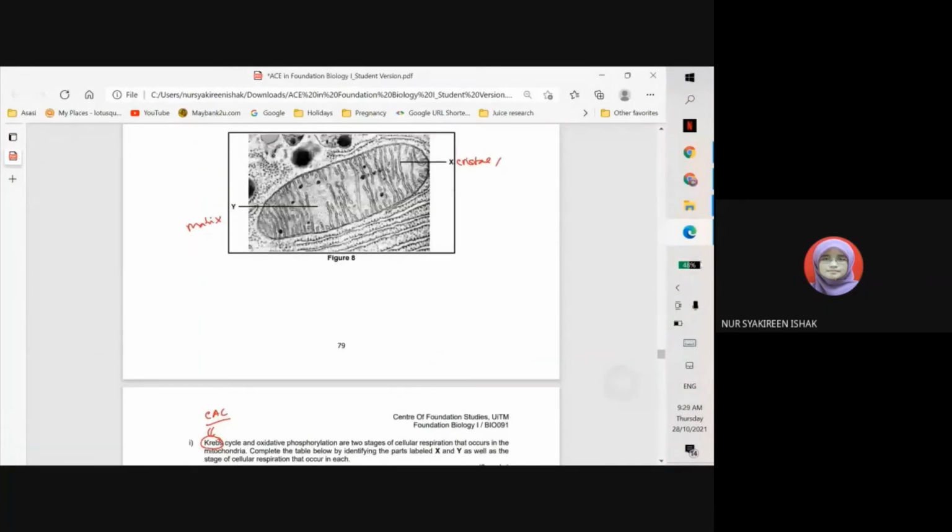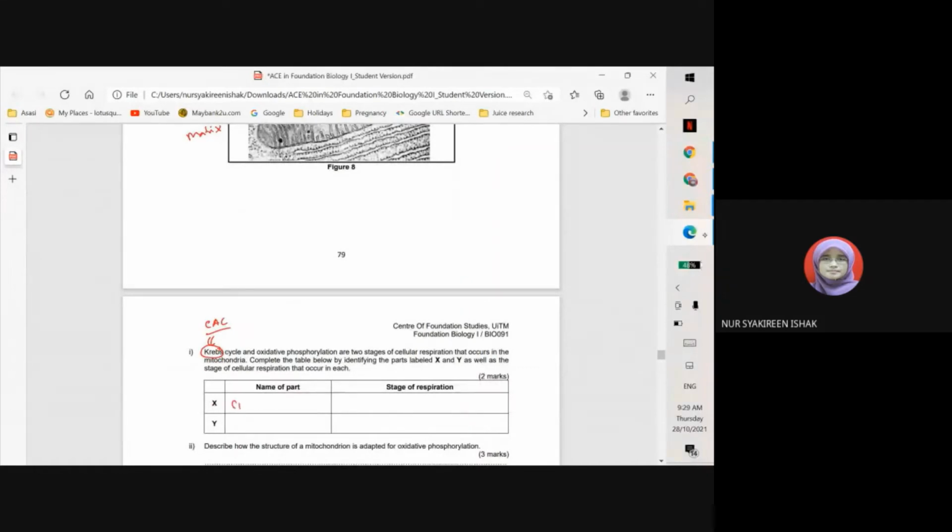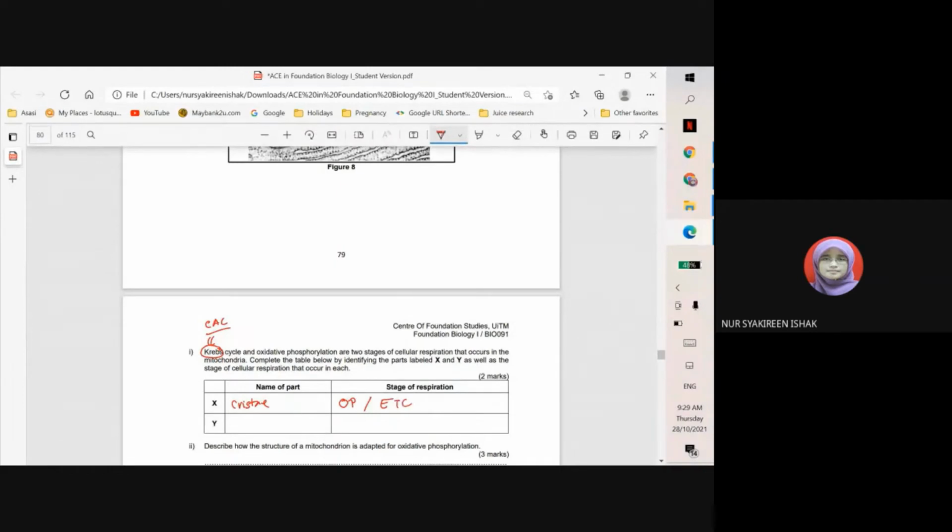Okay, so X is cristae. Okay, so stage of cellular respiration, what occurs in cristae? It involves oxidative phosphorylation ataupun you can also write electron transport chain, because cristae or the inner membrane of mitochondria is where all the electron carrier of ETC are embedded. Okay, and also enzyme, which is ATP synthase, are embedded to synthesize ATP molecule.